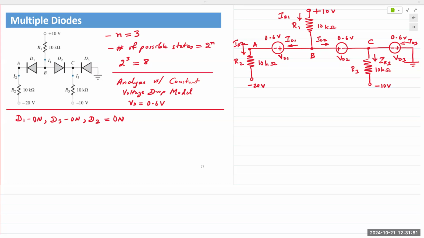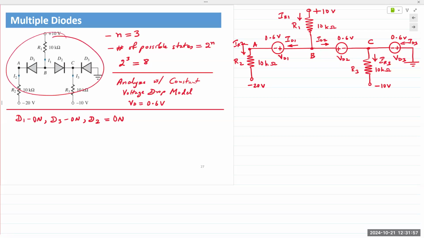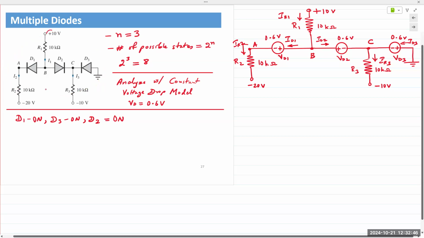So let's begin. So here in this circuit, we have three diodes, D1, D2, and D3. Each one of these is either connected to ground or to some power supplies. There are a total of three power supplies in here. We have a plus 10 volt at the top, minus 20 below on the left, and minus 10 below on the right.